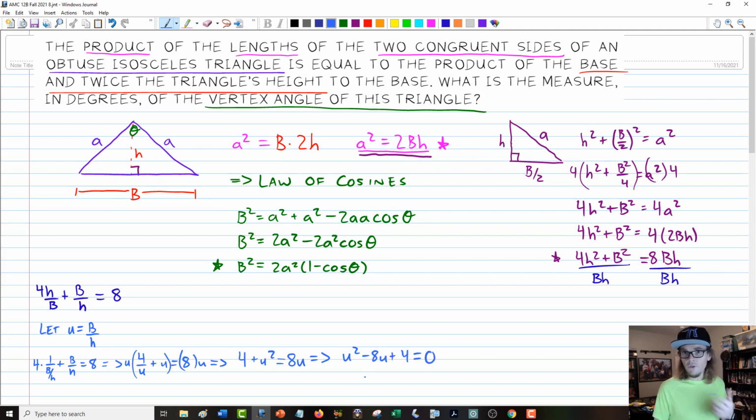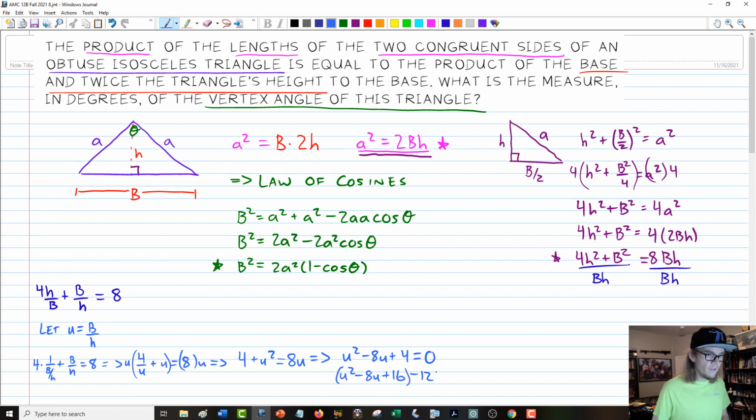Now I need to solve this for u because I'm trying to get some relation between b and h, and at least then we'll have this sort of ratio, and trust me, it will pay off. So if we want to solve this, I could complete the square. There's lots of different ways to do it. Quadratic formula. I'm going to go ahead and complete the square. We cut negative 8 in half. We get negative 4. Square it, we get 16. So we're going to have u squared minus 8u plus 16. And then we have to do plus 4 minus 16, which is going to be negative 12.